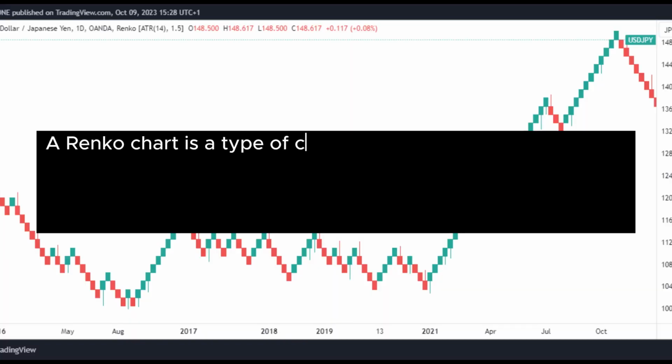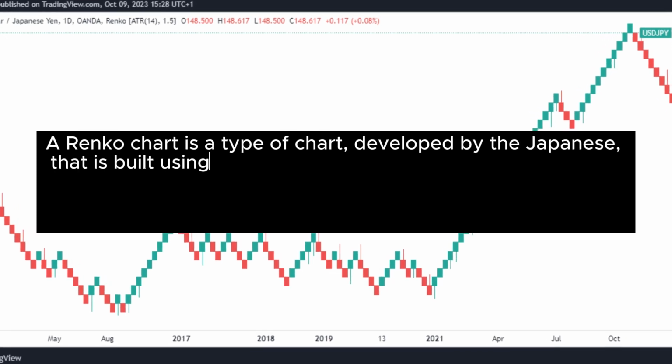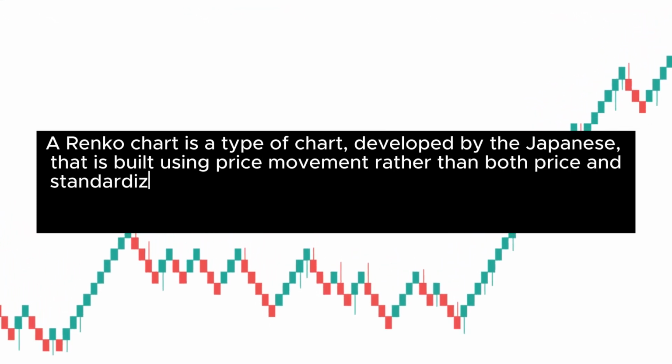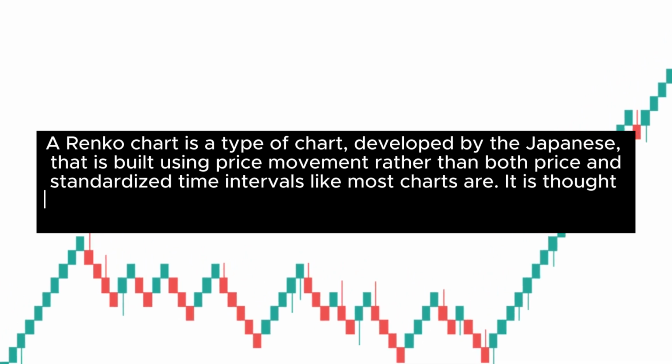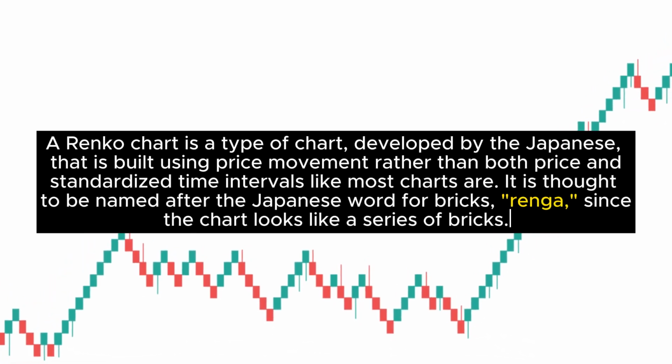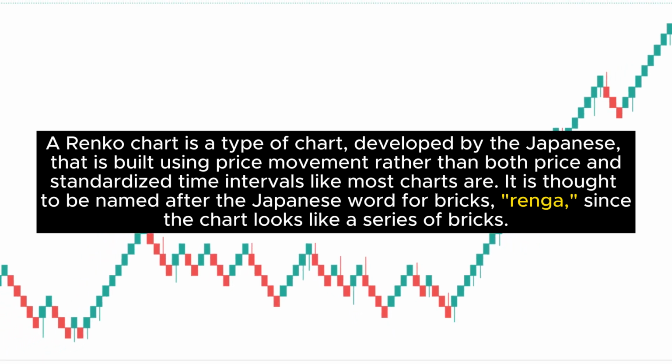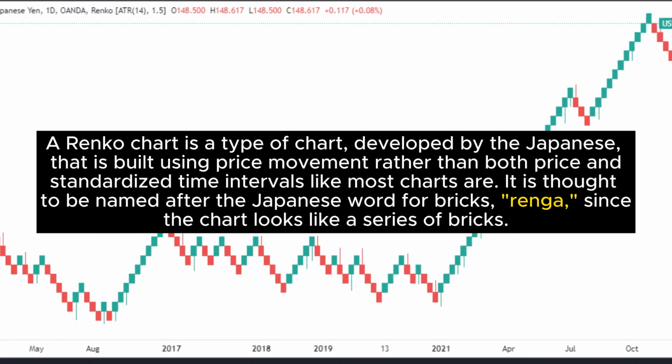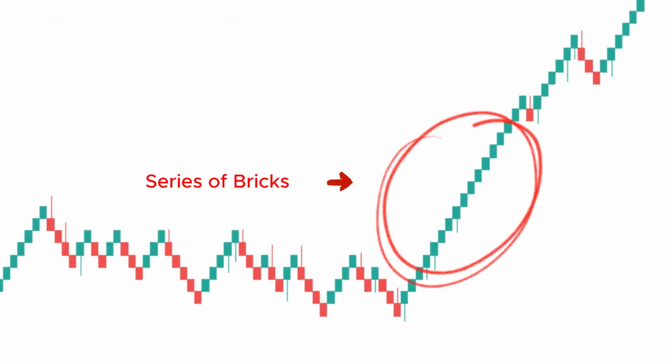What is a Renko chart? A Renko chart is a type of chart developed by the Japanese that is built using price movement rather than both price and standardized time intervals. Like most charts, it is thought to be named after the Japanese word for bricks, renga, since the chart looks like a series of bricks.